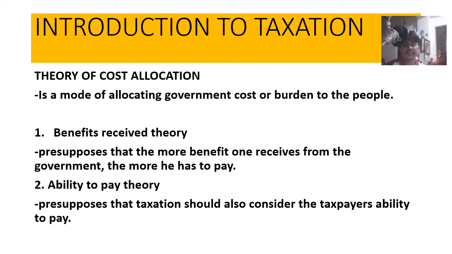Theory of cost allocation is a mode of allocating government costs or burden to the people. So, paano nga ba nag-allocate ang government ng cost or ng burden sa mga taxpayer? So, ito yung mga ginamit nilang concept. Una is benefits received theory. It presupposes that the more benefit one receives from the government, the more he has to pay. So, kung mas marami kang natatanggap na benefit sa government, mas marami kang babayaran.